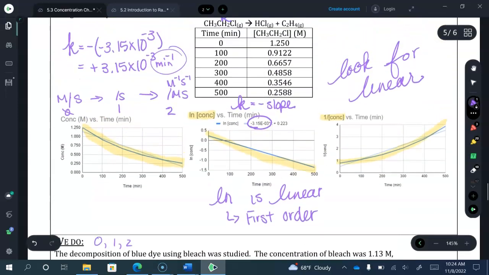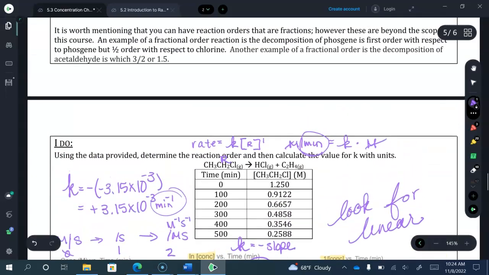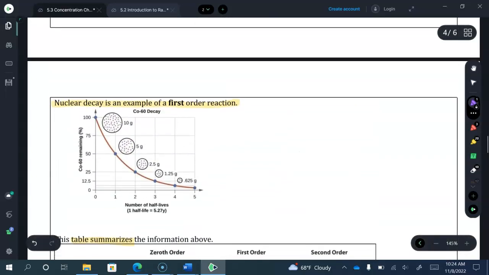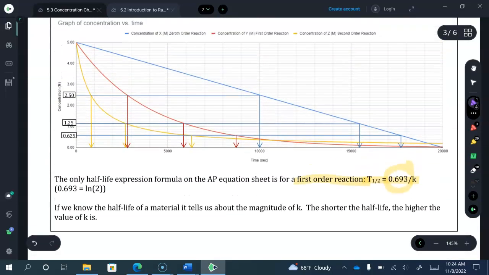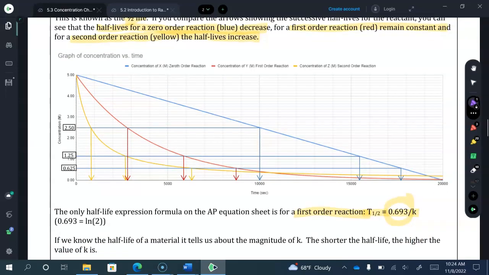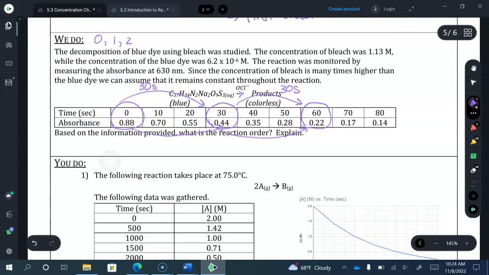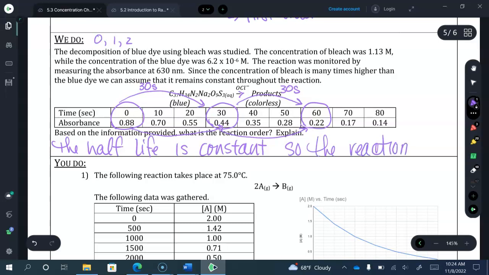Because first order reactions, if we look back in our notes, somewhere up here, this one, a constant half-life is first order. So we would say the half-life is constant. So the reaction is first order, sorry.